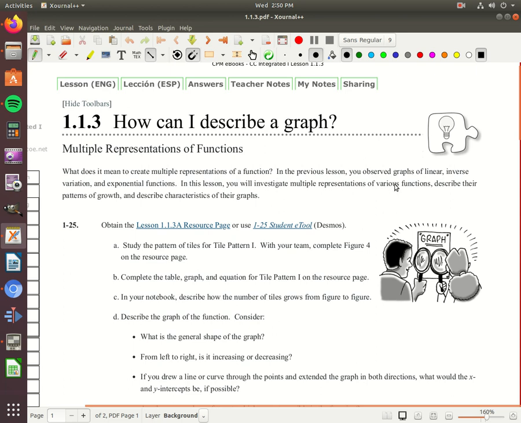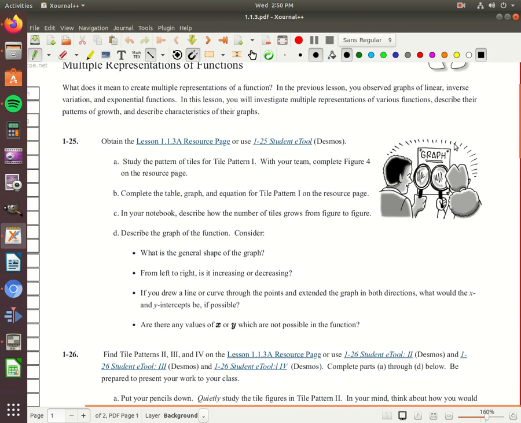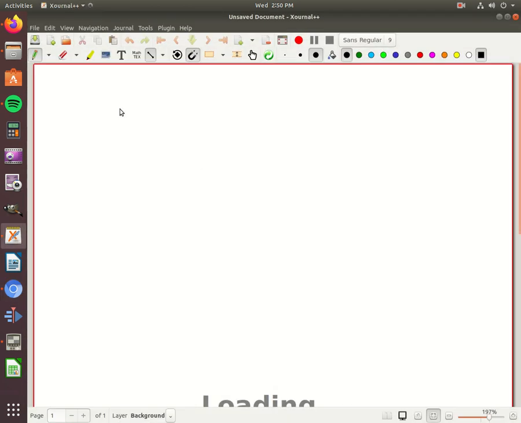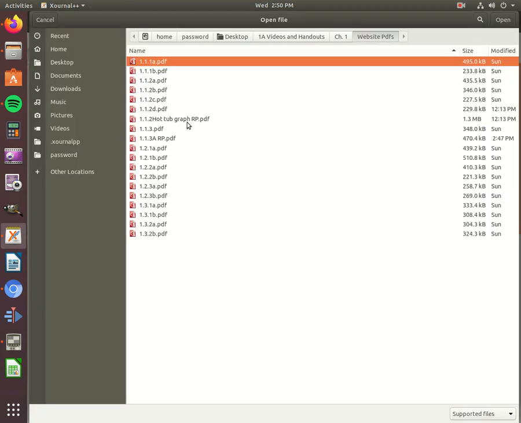Anyway, in the previous lesson, you observed graphs of linear, inverse variation, and exponential functions. In this lesson, you will investigate multiple representations of various functions, describe their patterns of growth, and describe characteristics of the graph. So it's asking us to open this resource page, which we will. We're going to look at the pattern. We're going to complete figure 4. We're going to complete the table, graph, and equation. Then we're going to describe what the graph looks like. So I'm going to close this here, and this is ultimately what I need to write, but again, I need to be in the software so that I can actually write on it.